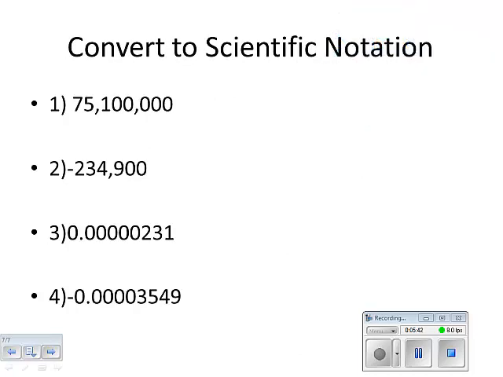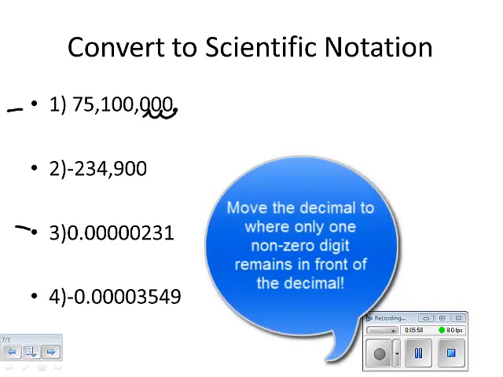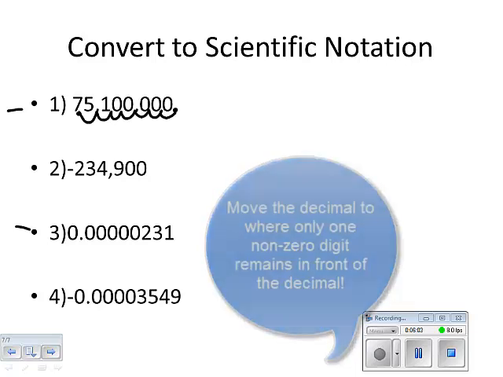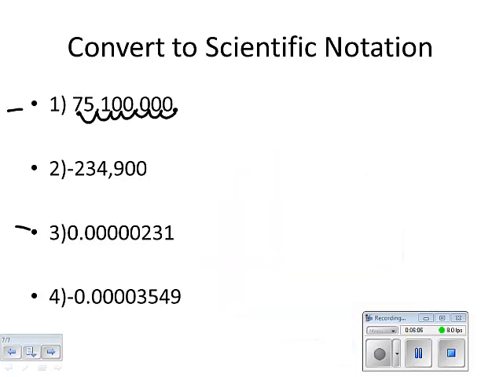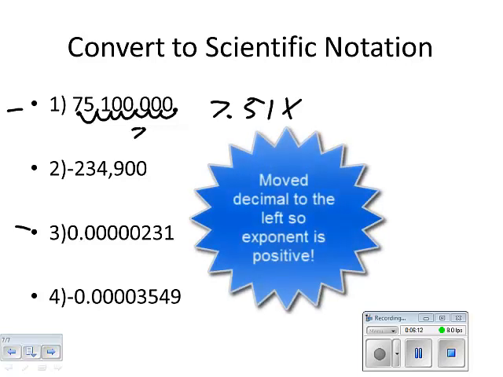Now let's practice on these. Once again, I'll be doing 1 and 3. You do 2 and 4 on your own. So we're converting 75,100,000 to scientific notation. We're going to start with our decimal point. Decimal point is really right here. So how many times are we going to move it? 1, 2, 3, 4, 5, 6, 7 places to make sure we have one non-zero digit remaining to the left of the decimal point. So we moved 7 times. So it's going to be 7.51 times 10, and then we have a positive number here, so it's going to be times 10 to the 7.